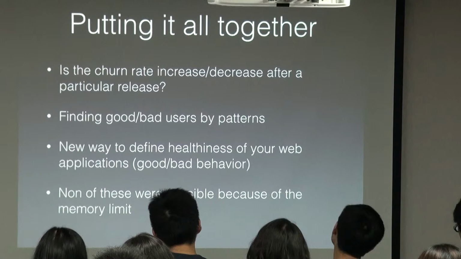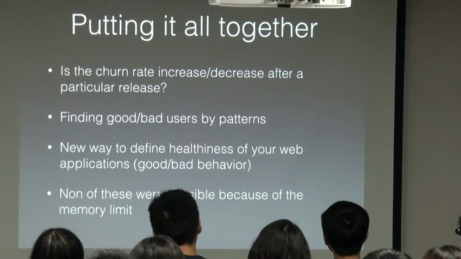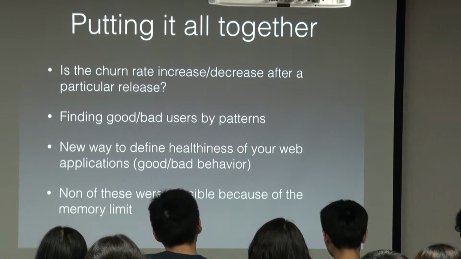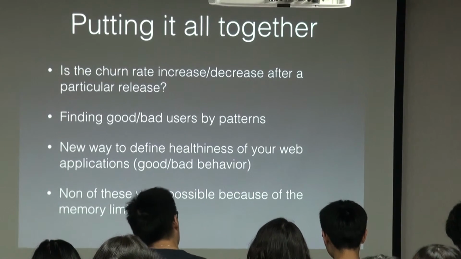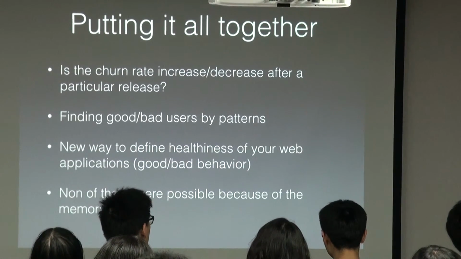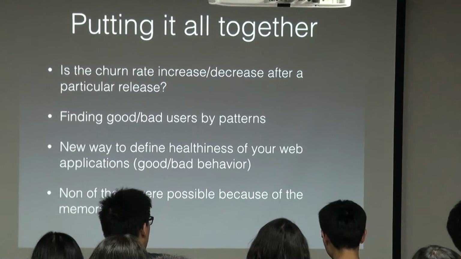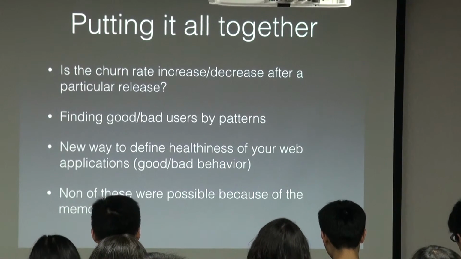This is also a new way to define the healthiness of your web applications, because it helps you visualize user behavior that was very hard to visualize before. None of those visualizations were possible because of the memory footprint. Storing a very large set data structure was very expensive. But now, using a probabilistic data structure to store a set becomes so cheap that you can just compute it in the browser.